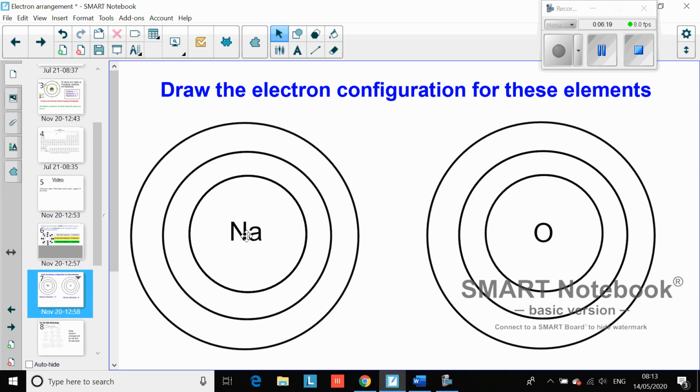So the first thing I'd like to do is find sodium on the periodic table. Okay, and we need to know how many electrons we are going to need. So sodium has the atomic number of 11, which means it has 11 protons, 11 positive charges in its nucleus, which means we're going to need 11 negative charges. Okay, 11 electrons.